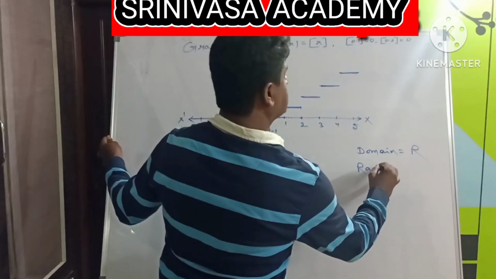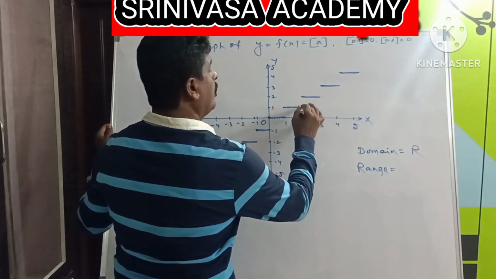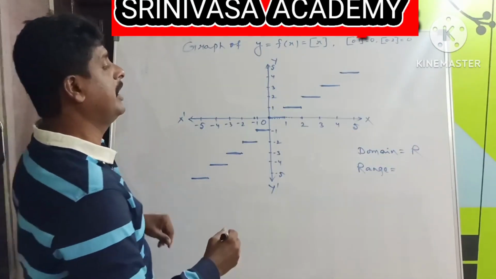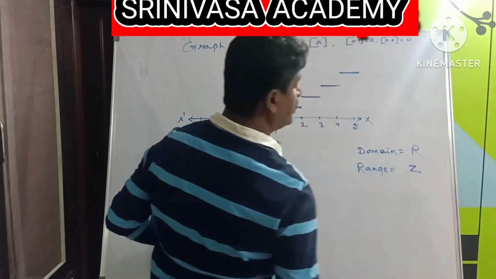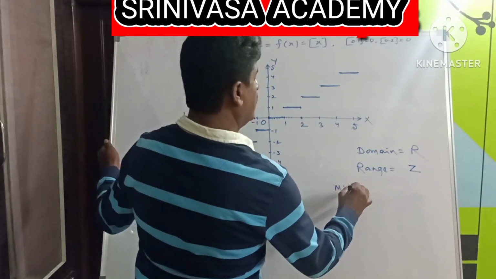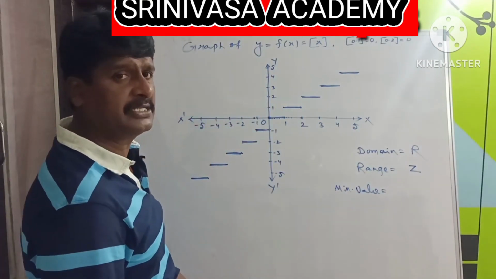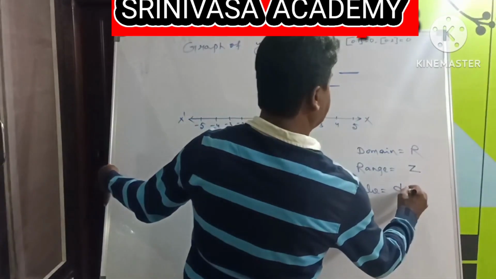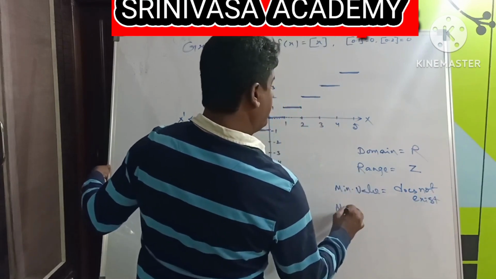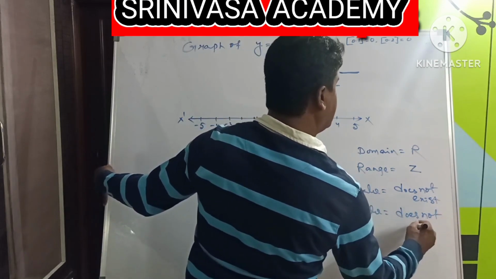But what about the range, the corresponding y values? Here 0 only. Here 1 only. Here 2 only, here 3, 4, minus 1, minus 2, minus 3, minus 4, and so on. That's why the range is only Z. Okay? What about the minimum value? Range is Z, so no minimum integer exists. Minimum value does not exist. What about the maximum value? Maximum value also does not exist.